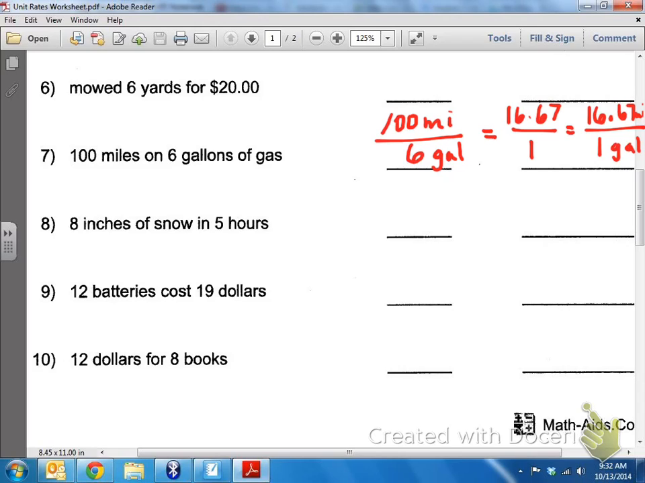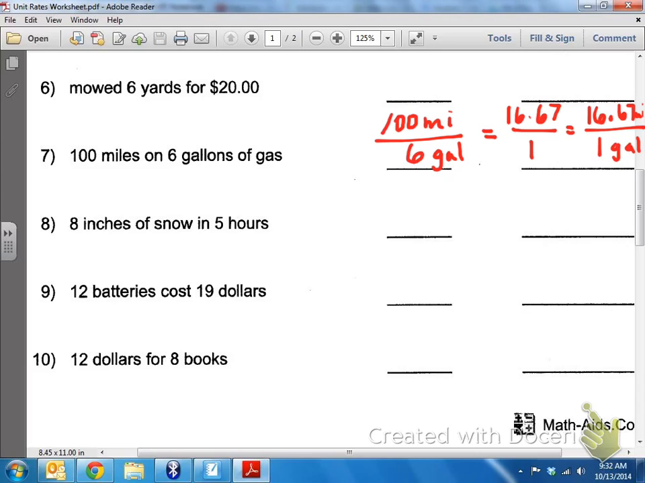All right. So in the next problem, number 8, 8 inches of snow in 5 hours. Remember, inches is a length or measurement, so that's the number that goes on top. And something else that usually goes on the bottom is time. So it would be weird to say 5 hours per 8 inches of snow. That seems weird because snow fluctuates.